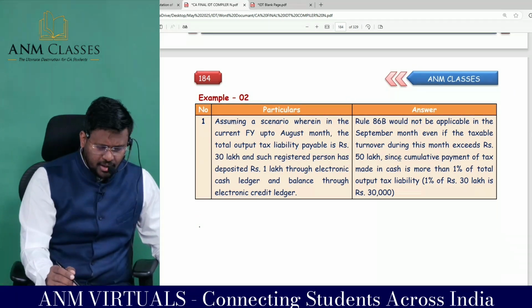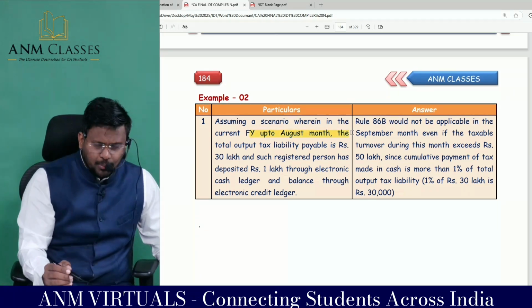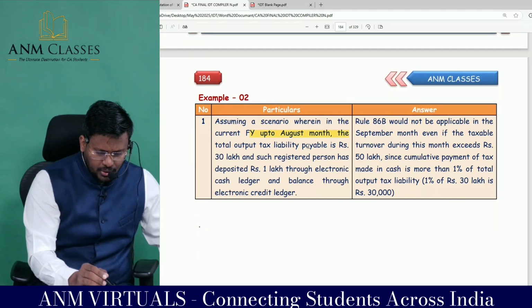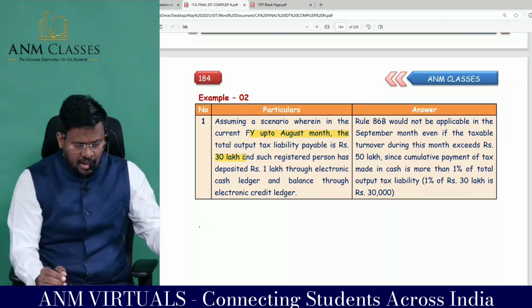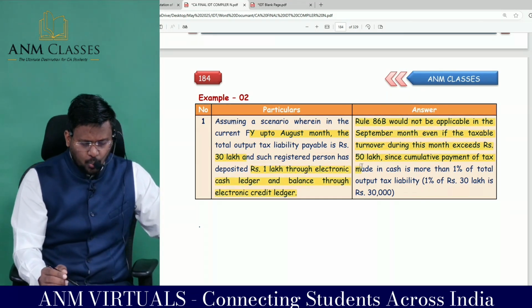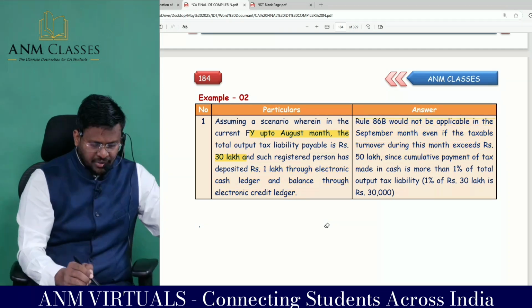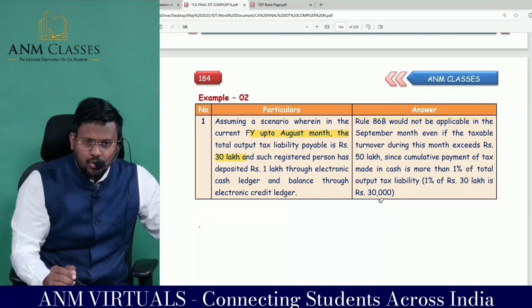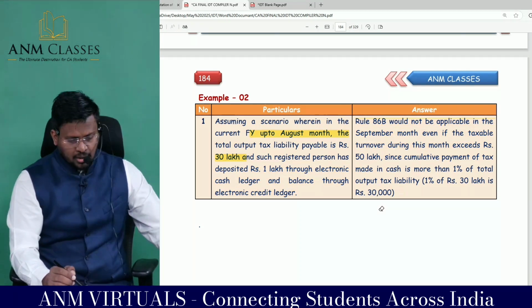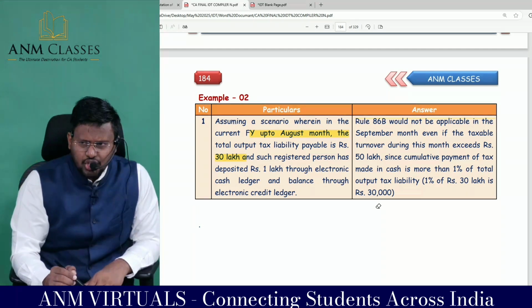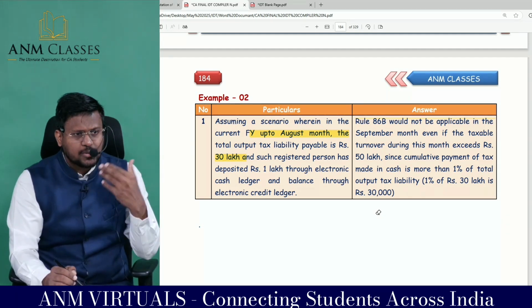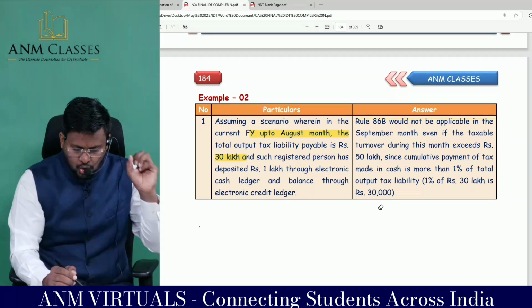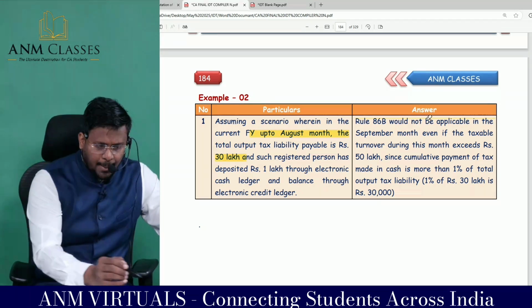Assuming a scenario wherein in the current financial year up to August month, the total output tax liability payable is 30 lakh till this month. Such registered person has deposited 1 lakh through electronic cash ledger, and the balance through electronic credit ledger. So 30 lakhs into 1% comes to 30,000. But through electronic cash ledger, they have paid 1 lakh, which is more than 1%. So rule 86B would not be applicable.